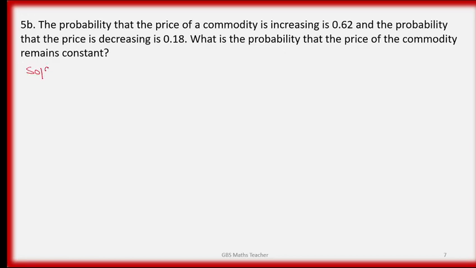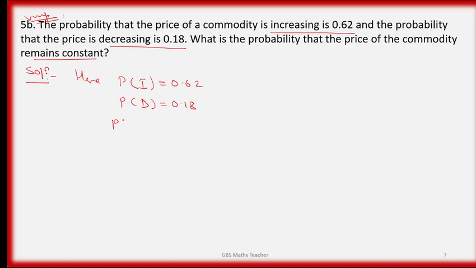Now the solution of question 5b. The probability that the price of a commodity is increasing is this, decreasing is this, remains constant is what? It is a BIMP question. The solution, dear students: here probability of increasing I have supposed is 0.62, and probability of decreasing is 0.18. And what is the probability of remaining constant?